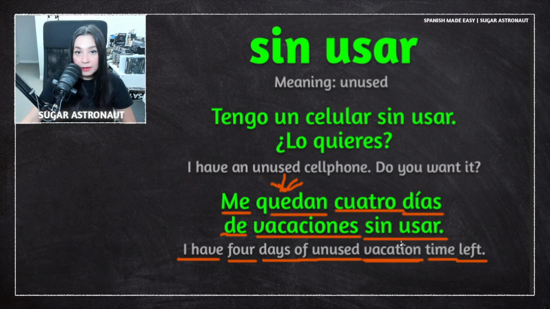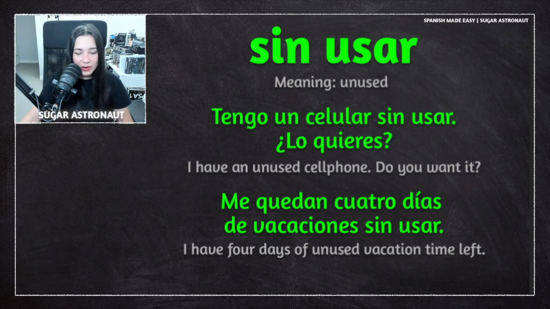Vacaciones, we don't have time in this sentence. Tiempo, we don't have it. But when talking about a vacation, it means vacation, vacation time, and so on. Okay, so vacaciones. Quiero unas vacaciones. I want some days off. I want to go on vacation somewhere. Or just stay home, right? That'd be nice. Okay, so remember, sin usar means unused, and we're using the verb usar in a phrase.